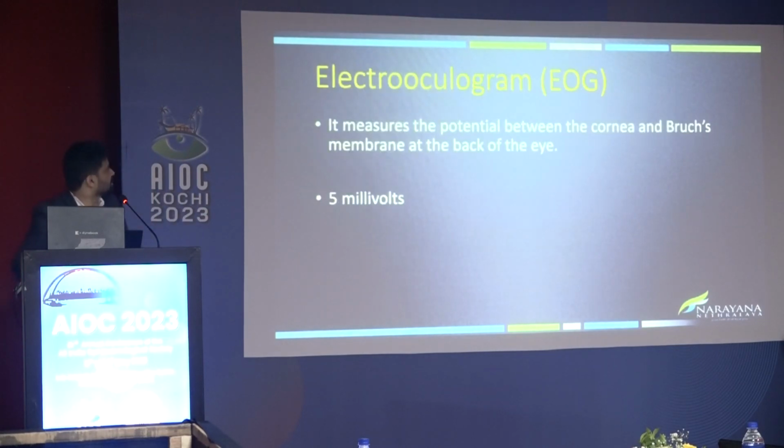Fine. So electro-oculogram, basically it measures the potential difference between the cornea and the Bruch's membrane. Normally it's 5 millivolts, because the eye is a closed structure with so much electrical activity happening inside, because of which it will have some resting membrane potential.